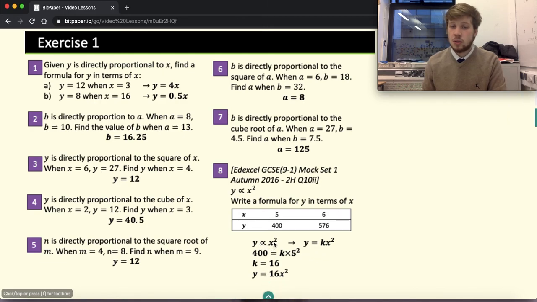Y is directly proportional to x squared, therefore y is equal to kx squared. We substitute in our values of 405, we get k is equal to 16, so therefore a formula linking them is y equals 16x squared.